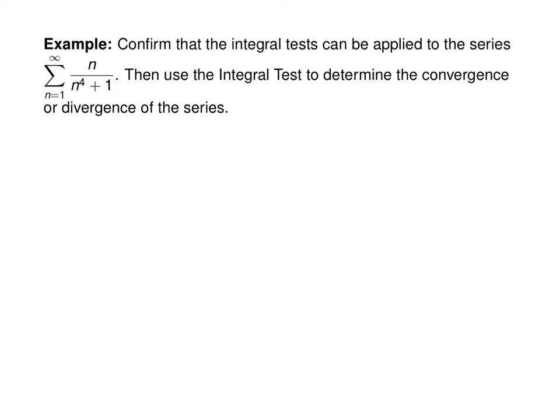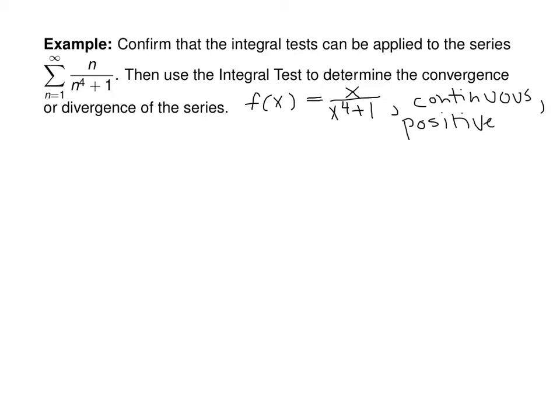Confirm that the integral test can be applied to the series sum from n equals 1 to infinity of n over n to the fourth plus 1. So let f of x equal x over x to the fourth plus 1. And this is continuous. This is actually continuous for all x because that denominator is never 0. Also positive. Positive as long as x is bigger than 0.